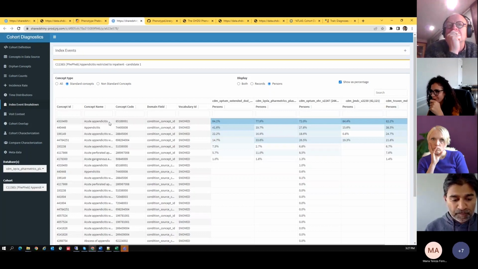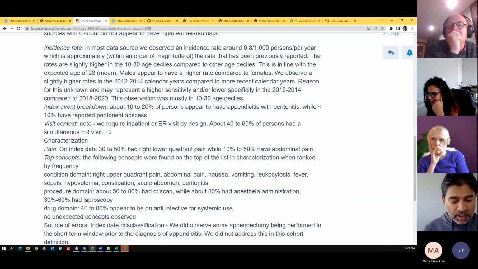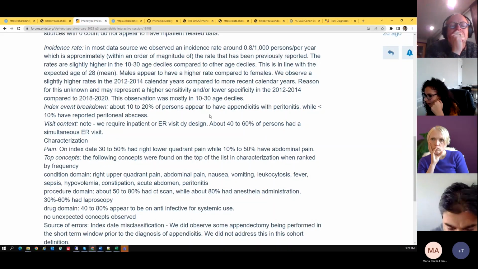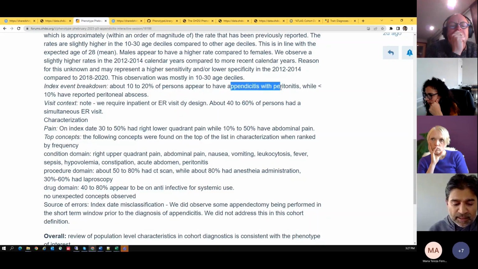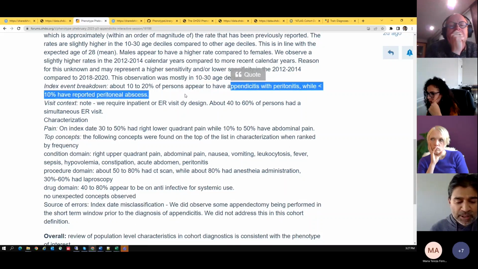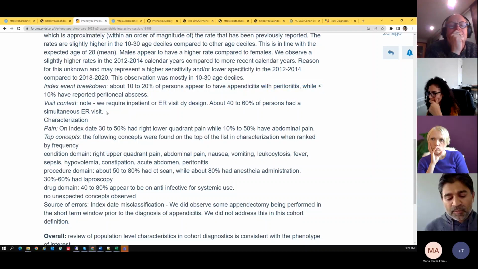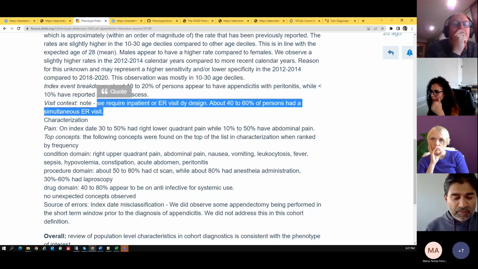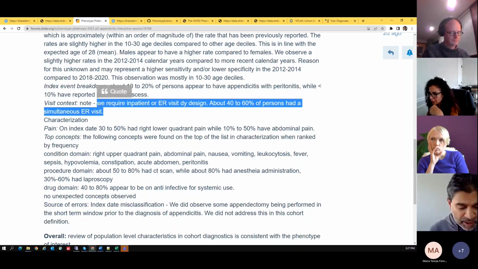Yes, we covered that. The next one, I found some people had appendicitis with peritonitis and also peritoneal abscesses. These are complications and they had lower counts. In terms of visit context, the big number had a simultaneous ER visit, which was also consistent with my expectations.